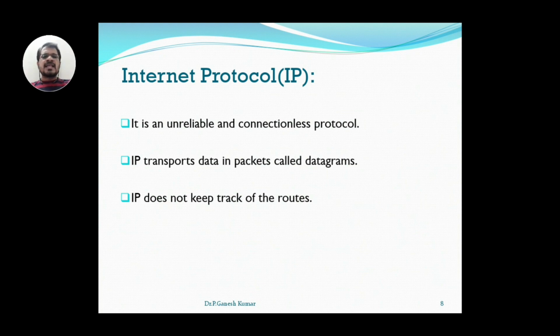So this IP protocol, we said, is an unreliable connectionless protocol, which means it is going to follow the datagram approach mechanism. So IP does not keep track of the routes, it is not going to track any of the routes, because each packet will follow a different path.